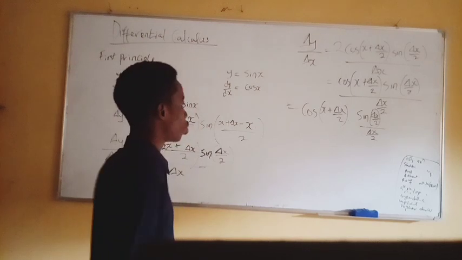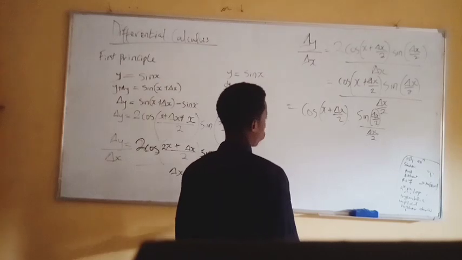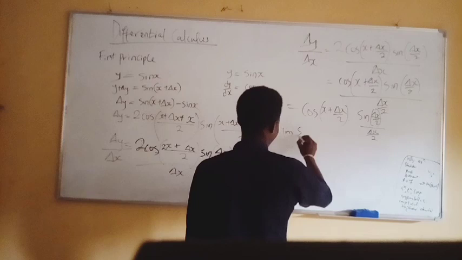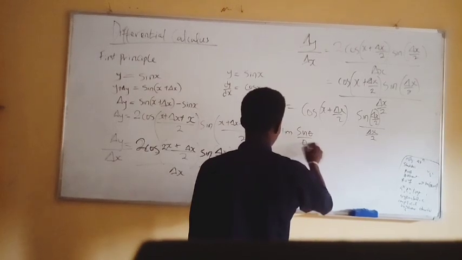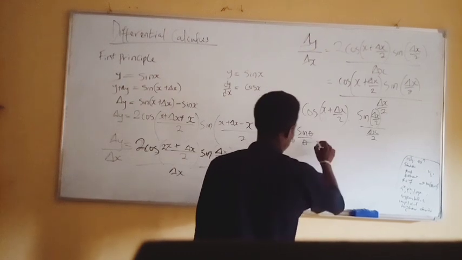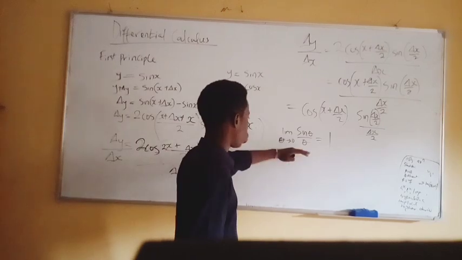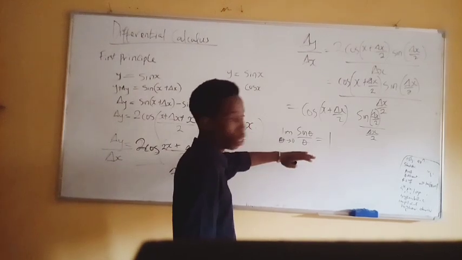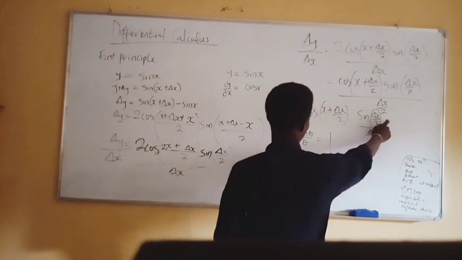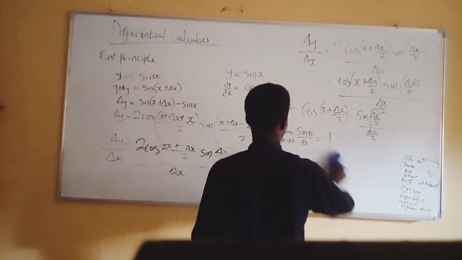Now if we take limits of this function, we know very well that the limit of sine theta over theta as theta tends to 0 gives us 1. This is a normal result when we are doing limits. So if we take that same example and put it here, this whole entity gives us 1.